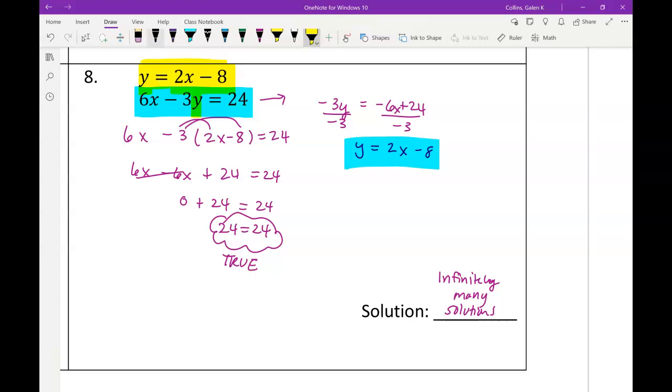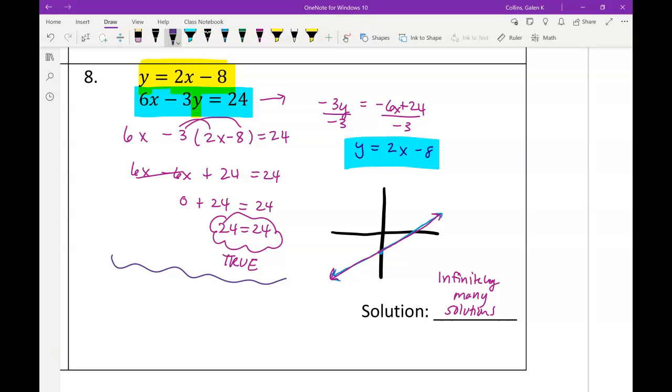So if we were to graph both of these equations on the coordinate plane, well, they would be the exact same line. So like if we start at negative 8 and have a slope of 2, just kind of sketching a graph here. If that's one of my equations, the other equation would lie completely on top of it. So any solution that makes one of the equations true makes them both true, and that's why they have infinitely many.